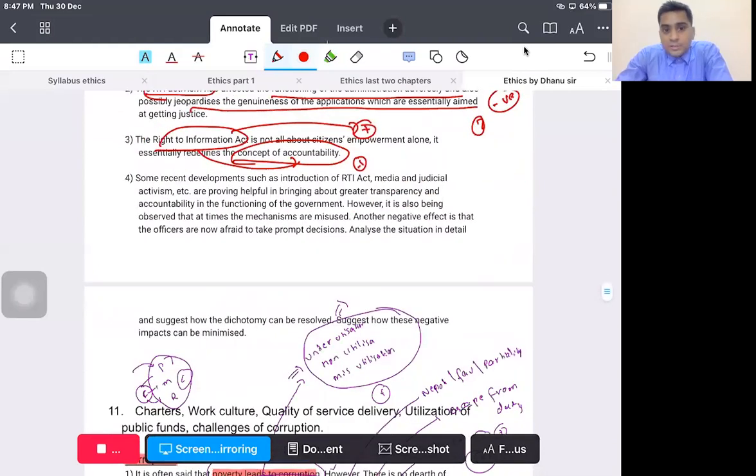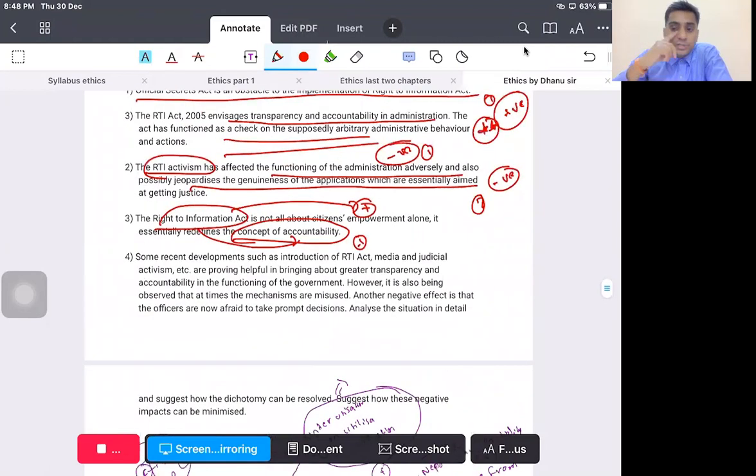Look at this case study. Some recent developments such as introduction of the RTI Act, media and judicial activism. I said RTI Act, media and judicial activism. Remember all the 4 C's, right? All these are playing a crucial role in improving transparency, right? Whenever you are thinking about transparency, think about these institutional frameworks. They are proving helpful in bringing about greater transparency and accountability in the functioning of government. Again, this is one advantage. However, there are some negatives. It is being observed that at times this mechanism is being misused, right? What is that misuse? You have seen the misuse: the genuineness of the applications is lost.